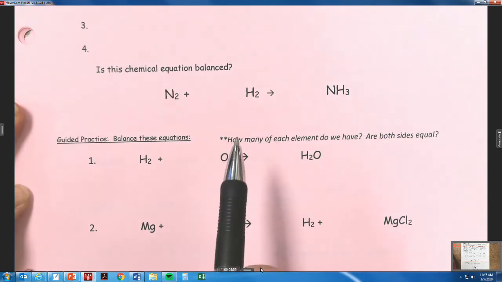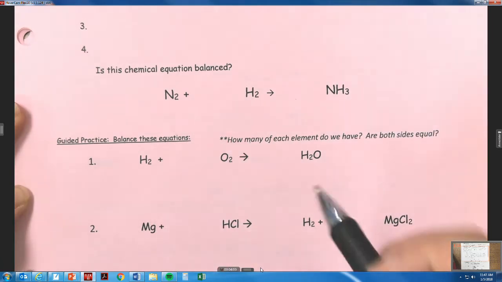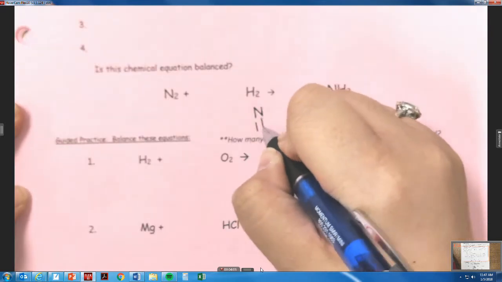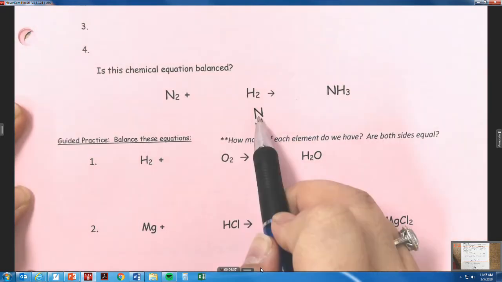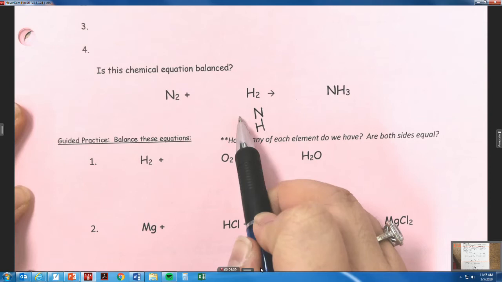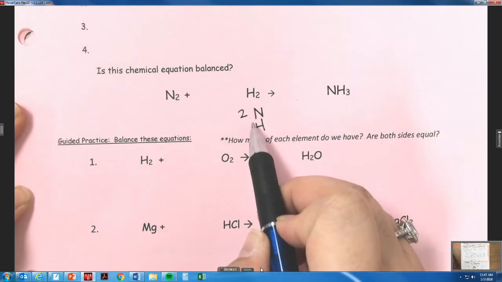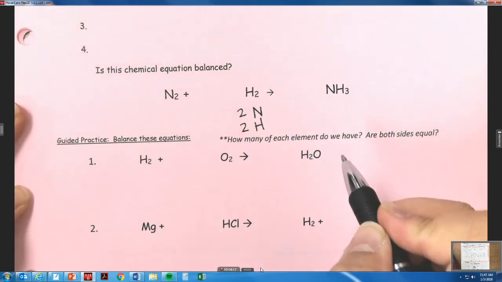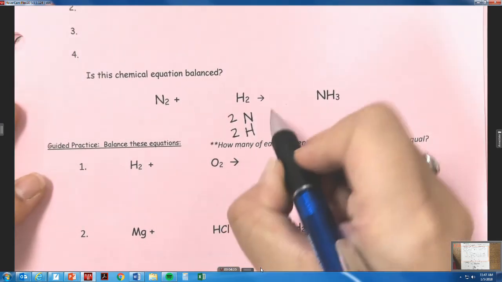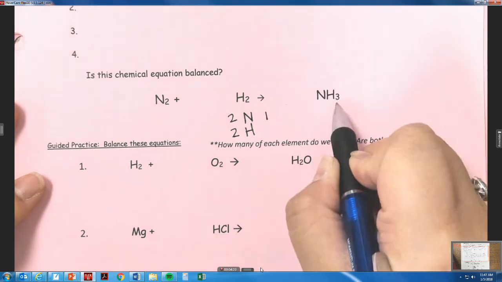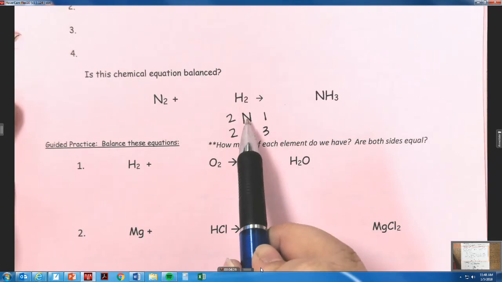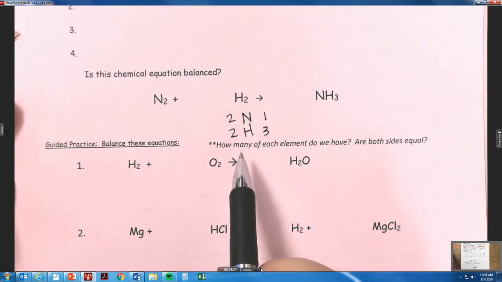Our next step, step number 2, count the number of atoms you have on both sides of the equation. So I have nitrogen and I have hydrogen. On my reactant side, I have 2 nitrogens, and again on my reactant side, I have 2 hydrogens. On our product side, we only have 1 nitrogen and 3 hydrogens. So we can see that both of our elements are not balanced.